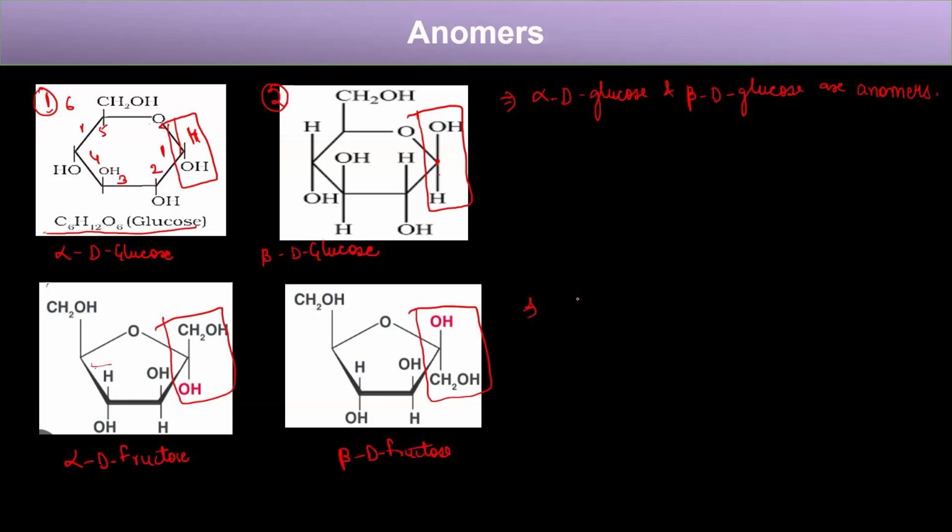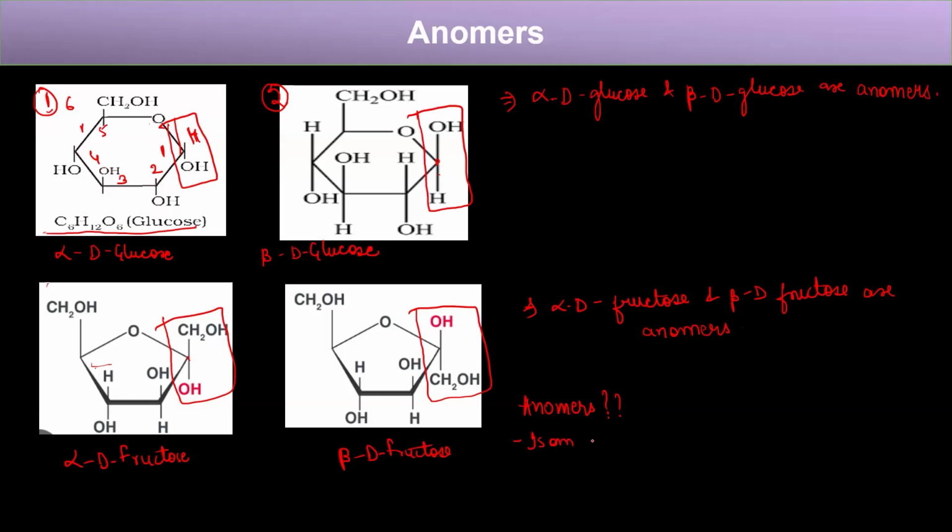And it is also said that alpha D fructose and beta D fructose are anomers. Now, the question is, what are anomers? So what we can say from this is that there is a change in the orientation of the hydroxyl group, right? So these are isomers because they have the same chemical formula. So anomers are what?